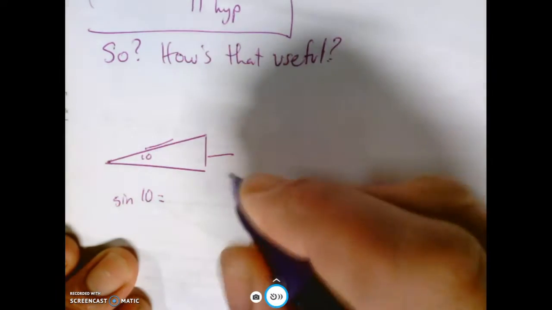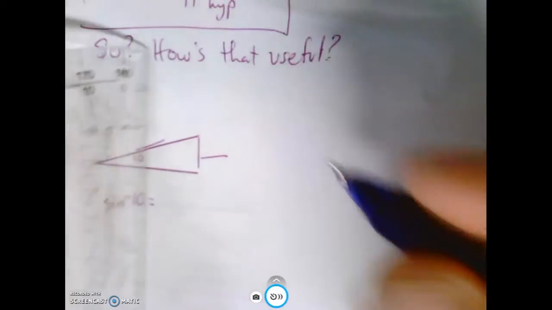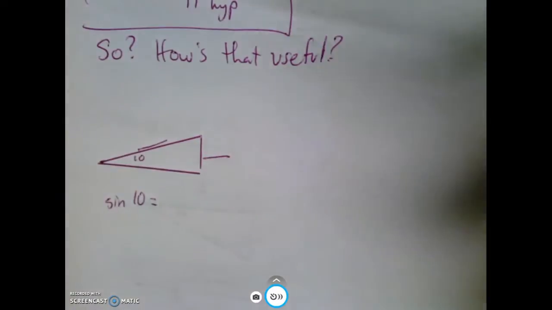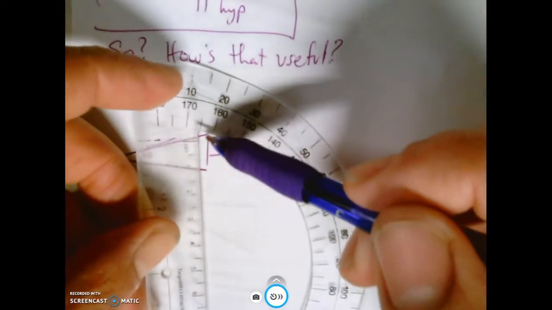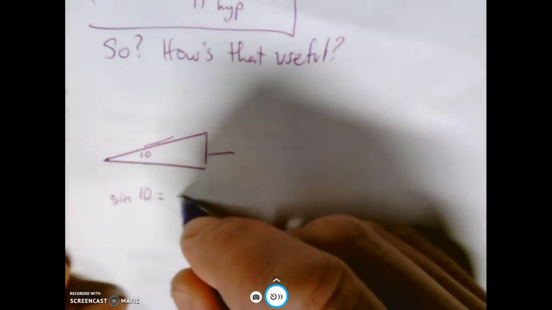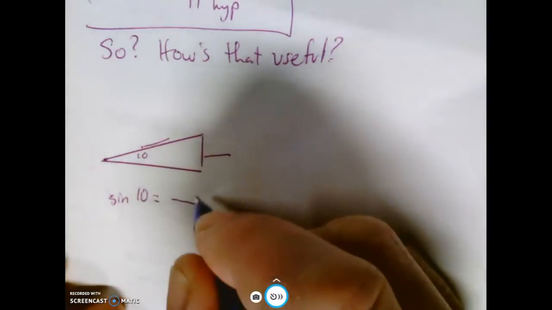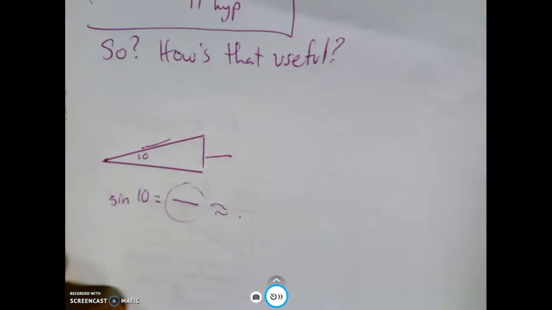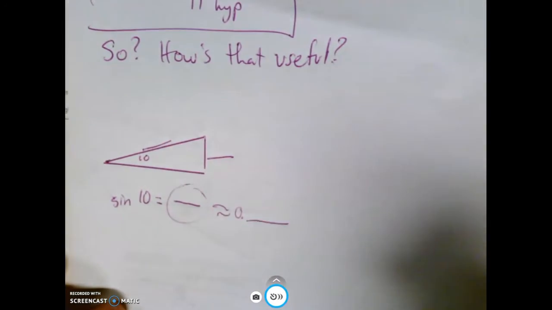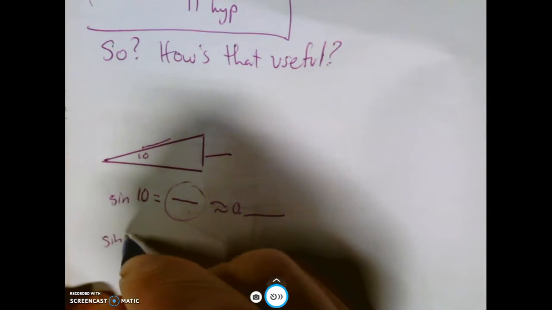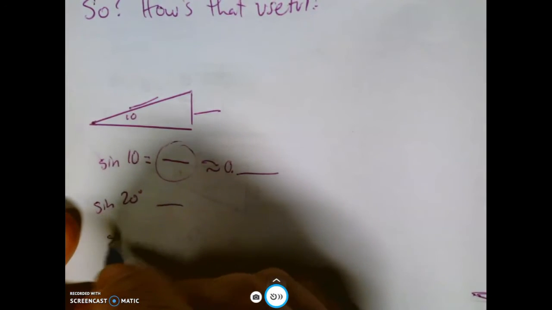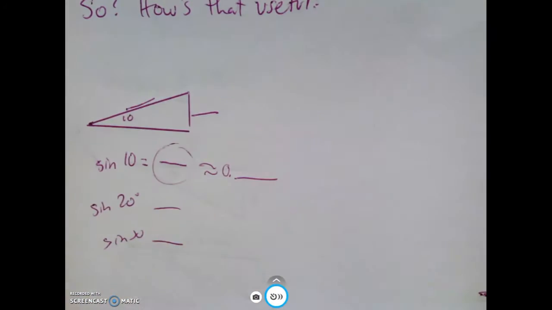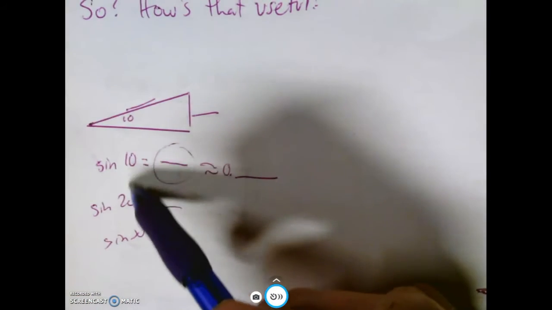You say sine of 10 equals, and you'd have to measure it really accurately. You could tell my protractor is not the best for this, but if we had a really, really accurate measuring device down to a couple decimals, then we could measure these two numbers and we'd get some ratio, like 0.something. And then they did the same thing for 20 degrees, 30 degrees, 40 degrees, 50 degrees, and probably everything in between, 10, 11, 12, 13, 14, 15.